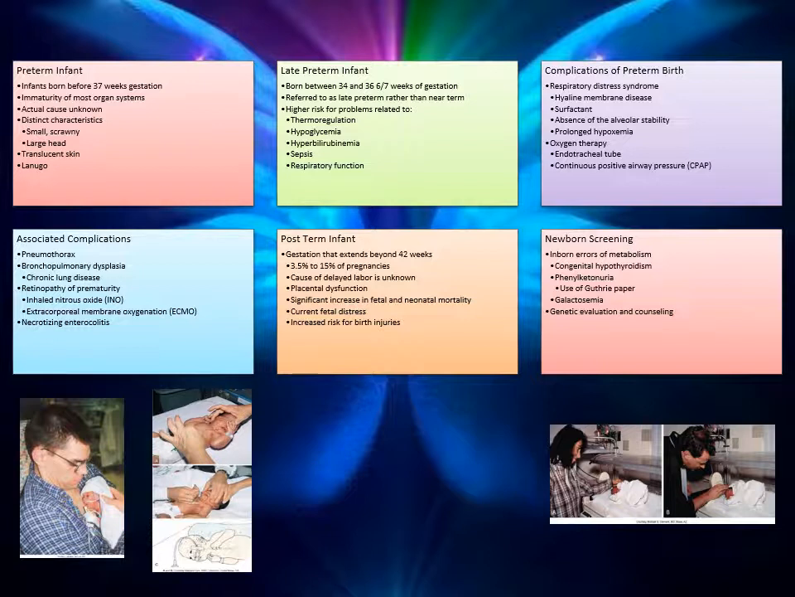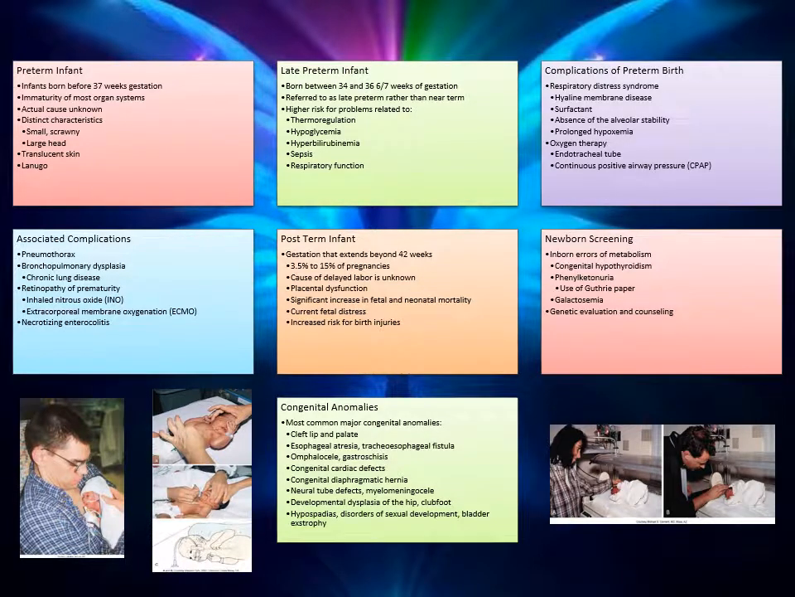Okay, we're going to talk about newborn screening. They could check for inborn errors of metabolism, such as congenital hypothyroidism, phenylketonuria, use of a Guthrie paper to test that. Then we had the galactosemia, and then, of course, genetic evaluation and counseling if needed.